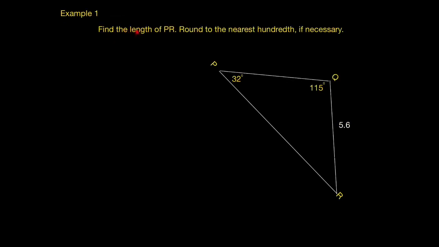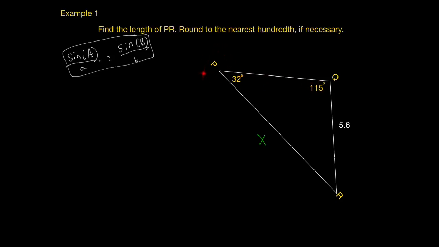Here it says find the length of PR, and round to the nearest hundredth if necessary. Now here I've written my skeleton. This is the generic formula, and now I'm going to apply it to this problem right here. We're trying to find the length PR, and PR is this one. I'm going to call it X. So we're trying to solve for X. So notice here that I was given two angles. I'm going to make use of them.